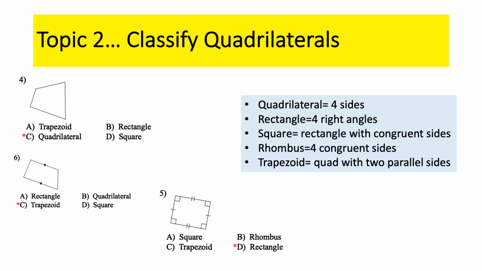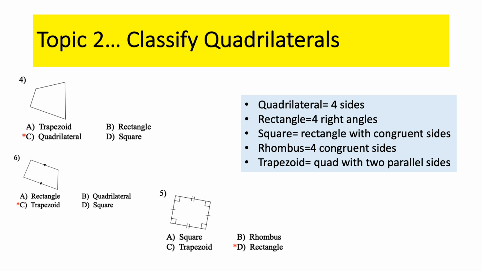endpoints. If it is a rectangle, that means that not only does it have four sides, but you have four right angles. If it is a square, you have four right angles and four congruent sides. In other words, a rectangle with four congruent sides. If it is a rhombus, it just means four congruent sides. And lastly, if it's a trapezoid, it means you have two parallel sides.